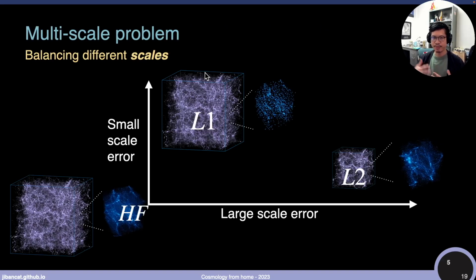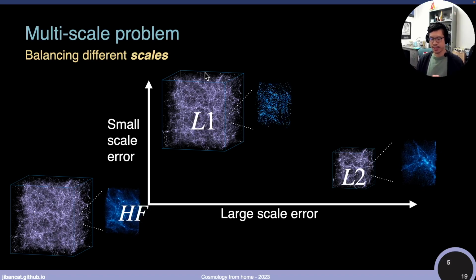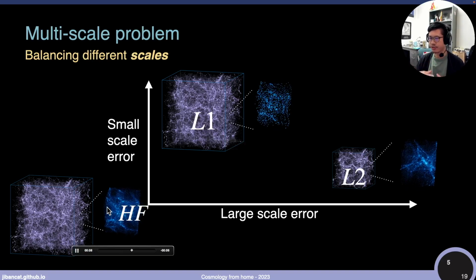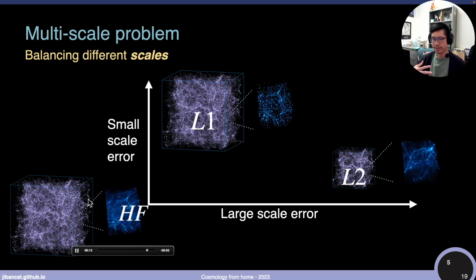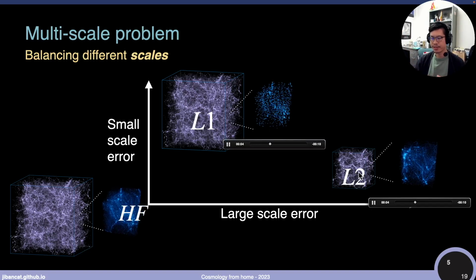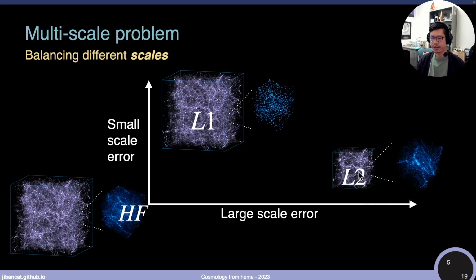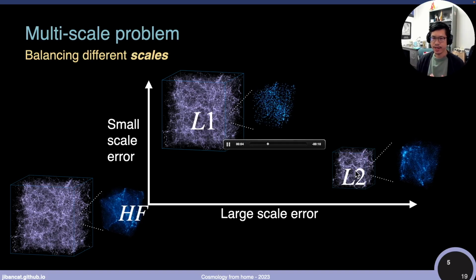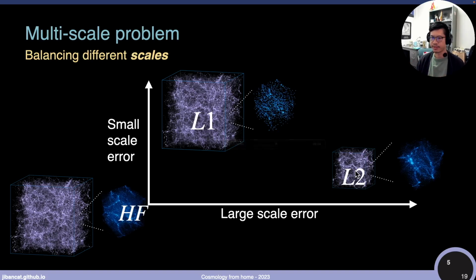So we have a plot similar to our previous speed and accuracy plot, but this time for small and large scales. We assume we have a perfect high-resolution large volume simulation. Compared to this, we have a low quality L1 simulation in a large box and a low quality small volume simulation, L2. You can see L1 lacks small scales and L2 lacks large scales because it's a small volume.